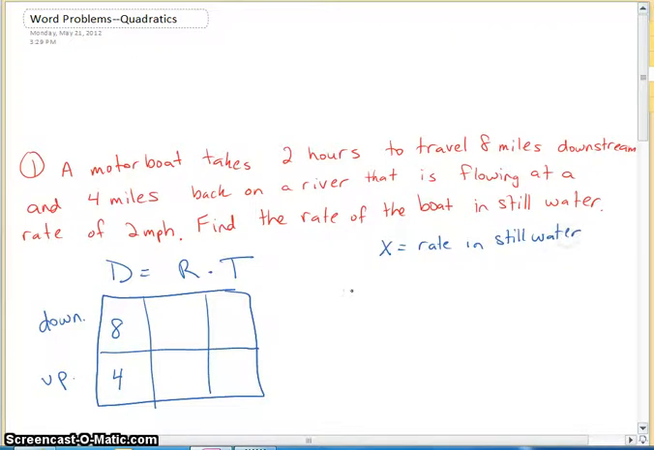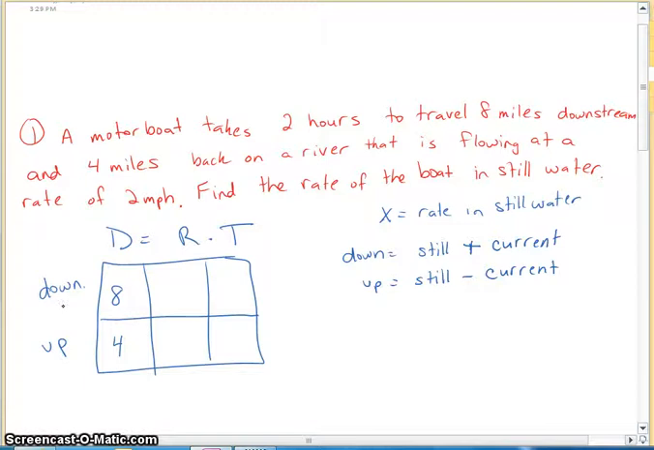If I'm going downstream, that's always the rate in still water plus the current. Because if you're going downstream, you're going with the water, so it's going to push you a little faster than if you were just in still water. Upstream would be the still water minus the current, because you're going to go a little slower. The water's pushing against you this time, so you're going to go slower than if the water was just still.